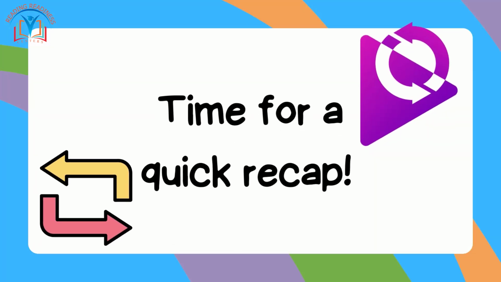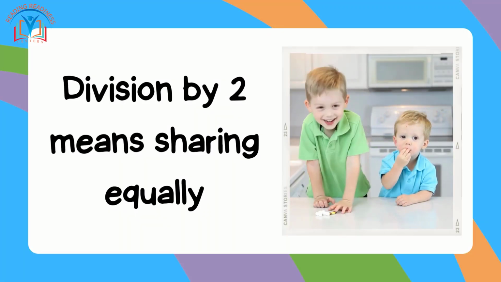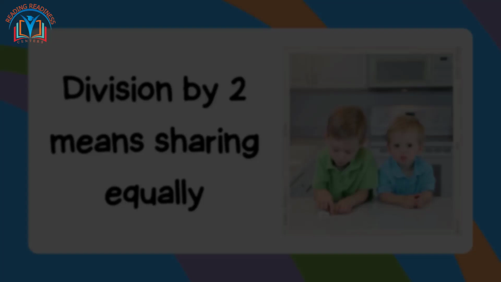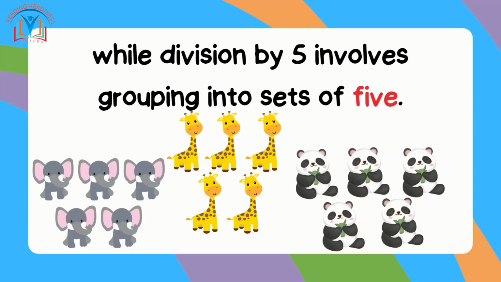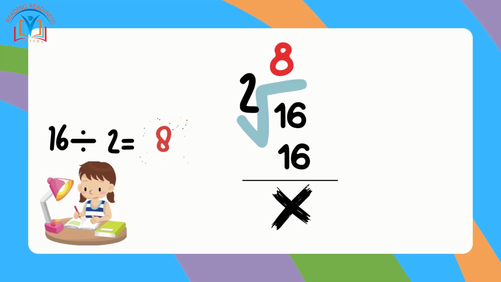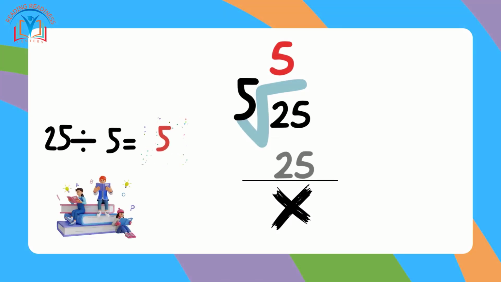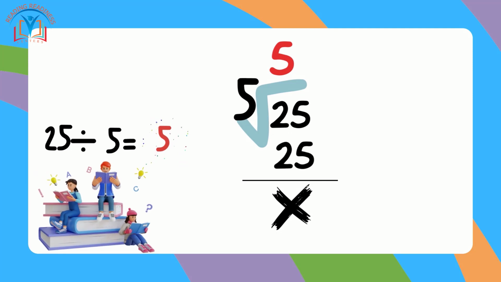Time for a quick recap. Division by 2 means sharing equally, while division by 5 involves grouping into sets of 5. For example, 16 divided by 2 equals 8, and 25 divided by 5 equals 5. You're on fire.